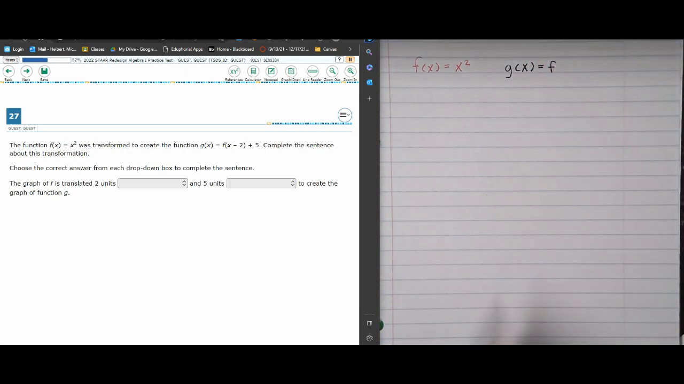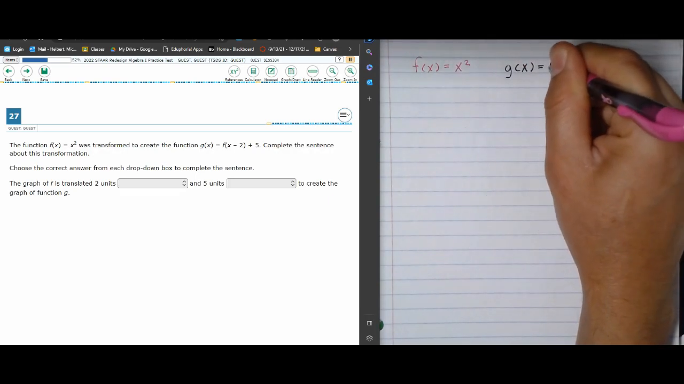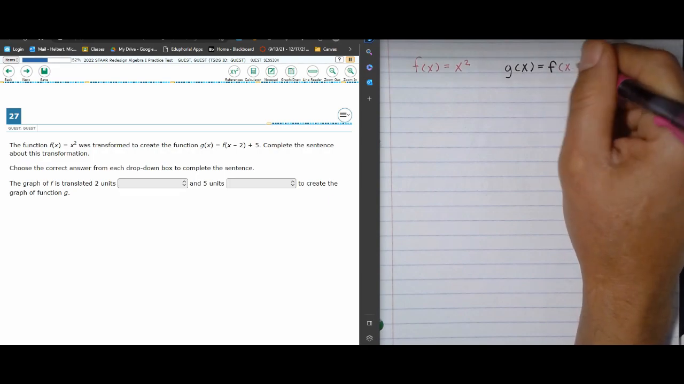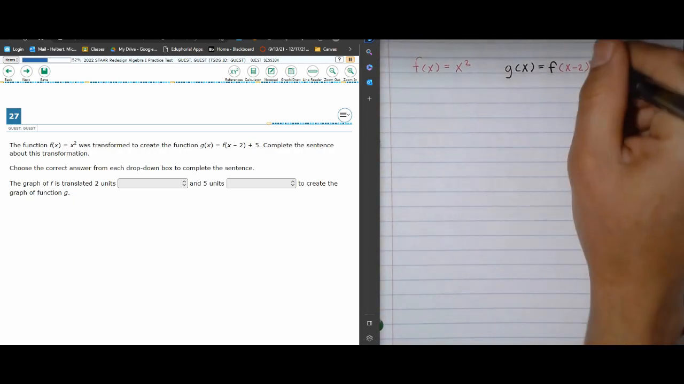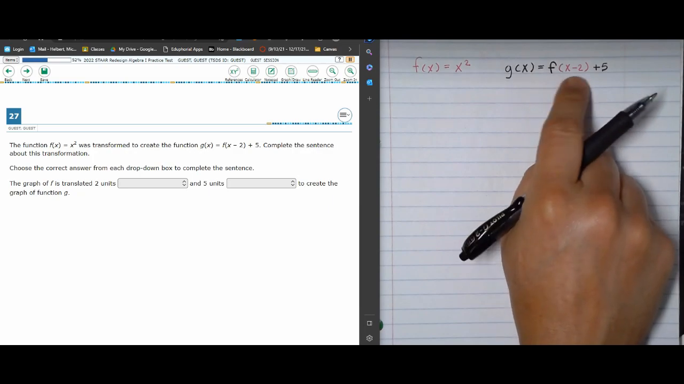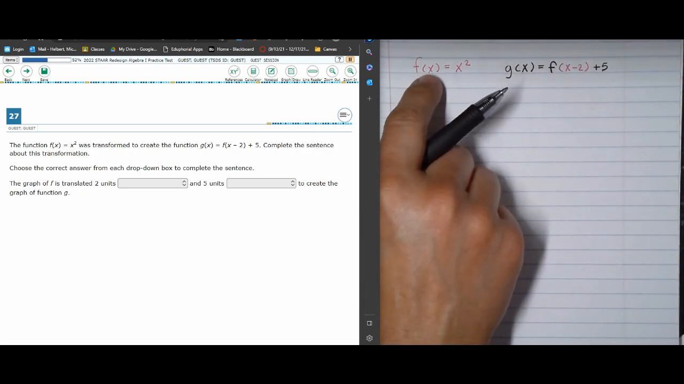And so, you know what? I should write this in pink, because now they're going back to this one, right? So our f, that's our original, of x minus 2 plus 5. Now, I know for some of you, you're like, Mr. H, this looks kind of odd. Why did they put f of x minus 2? Well, they're just telling you what happened here.